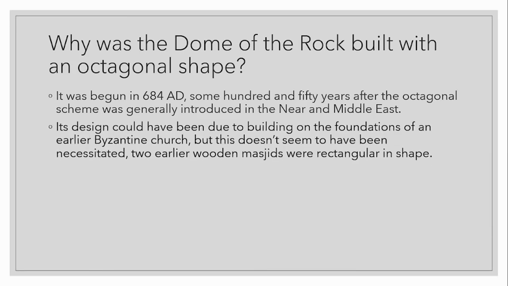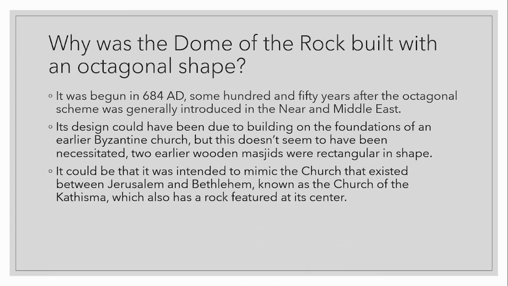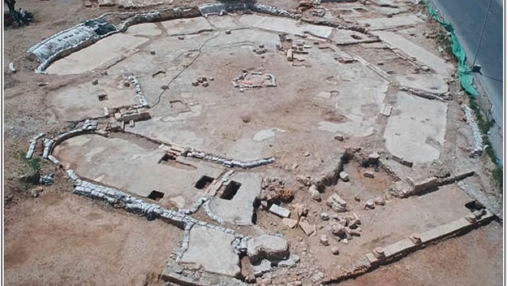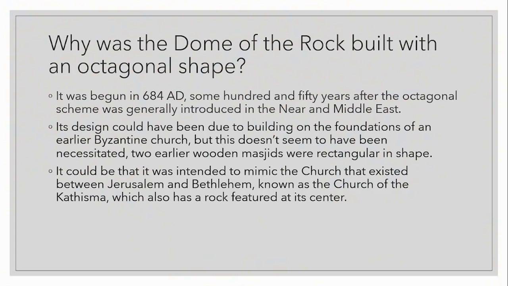Its design could have been due to building on the foundation of an earlier Byzantine church, but this doesn't seem to have been necessitated by that, as there were two earlier wooden masjids which were rectangular in shape. So that's one explanation, but it doesn't have to have been the case that they built it in an octagonal shape. It could be that it was intended to mimic the church that existed between Jerusalem and Bethlehem, known as the Church of the Kathisma, which also has a rock featured at its centre. So that's, I think, probably getting closer to the reason, but maybe there's even a further reason.